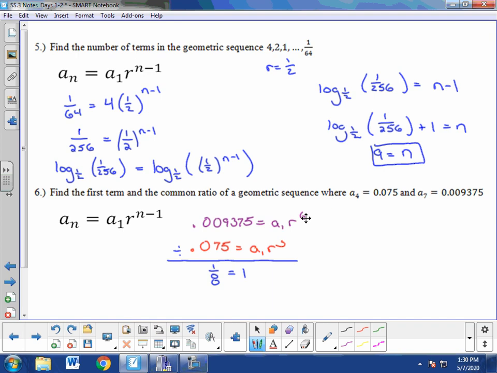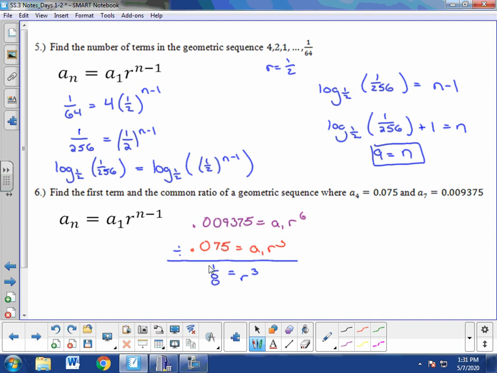And then r to the 6th power divided by r to the 3rd power. Remember, if we're dividing two expressions with their exponents, we subtract. So r to the 6th minus r to the 3rd is just r to the 3rd. So on the right side, this turns into r to the 3rd power. So the a sub 1's divide out to give you 1, and now the r to the 6th and r to the 3rd simplify to give us 1/8.